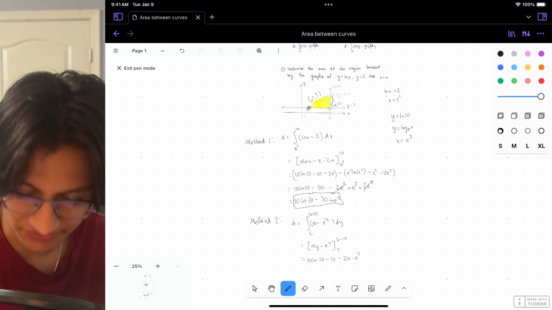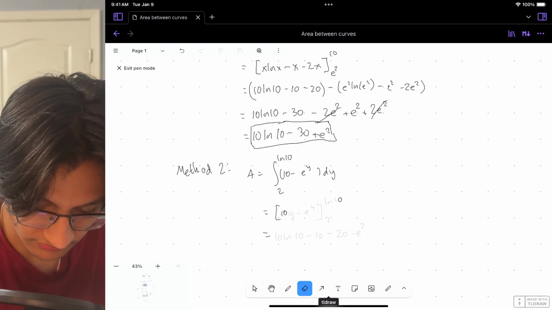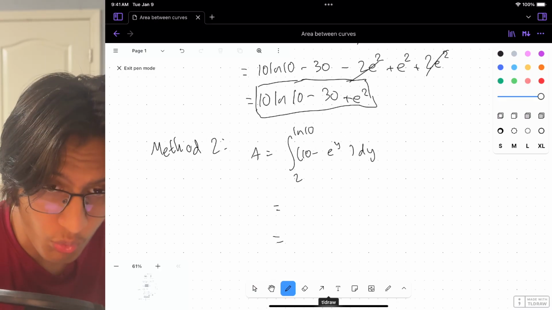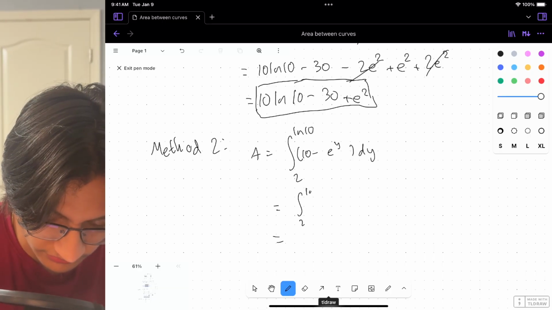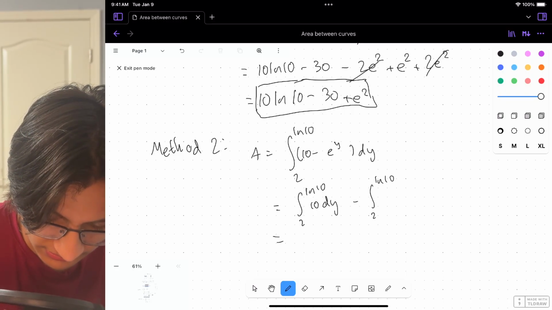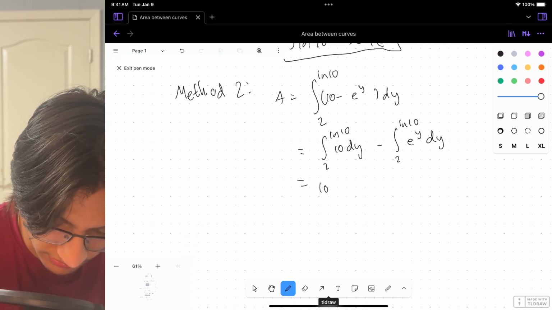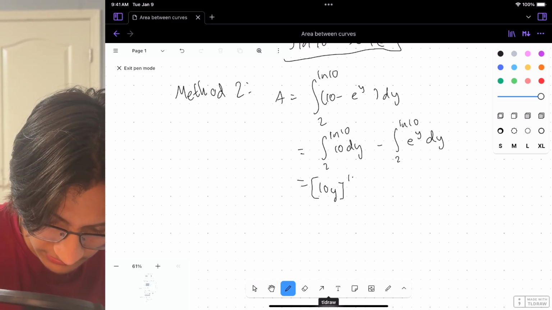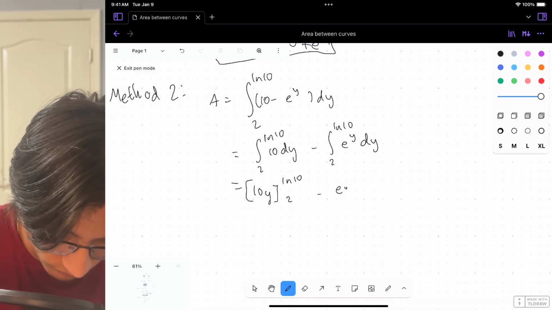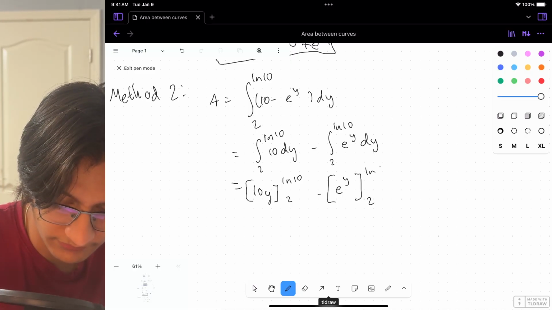So, I kind of made a mistake, though. Because when you actually do this, you split it into two integrals, and I forgot to do that, guys. I'm going to be honest, I'm being lazy and skipping a lot of steps, which is something you shouldn't do. So let's separate this into two integrals, which will be 10 dy minus e to the y dy. So now plug in, we get 10y from ln 10 to 2 minus e to the y from 2 to ln 10.